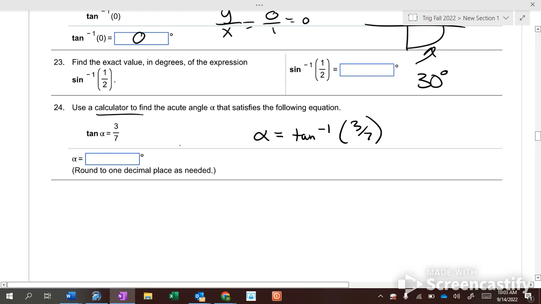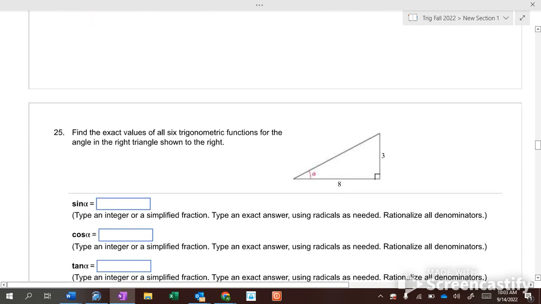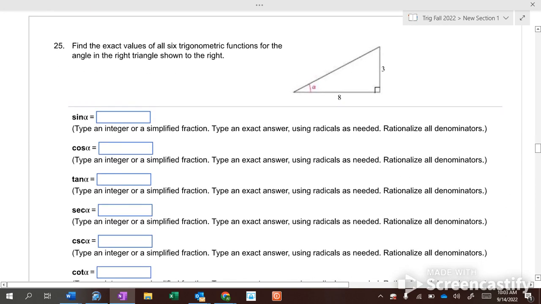How many degrees? 23.2 degrees. Okay. Now, when we have a triangle, we have to show the 6 trig functions.